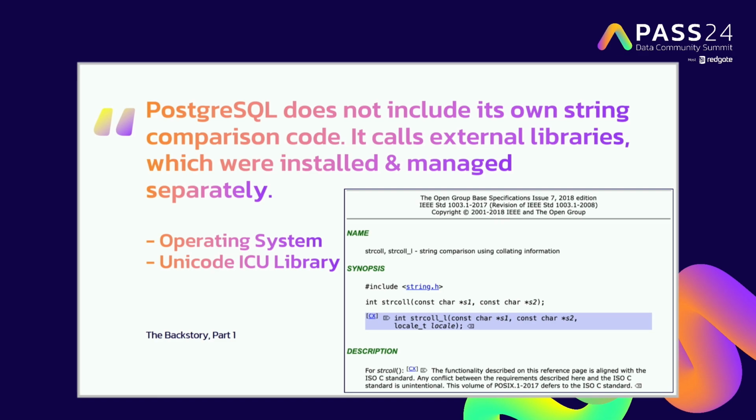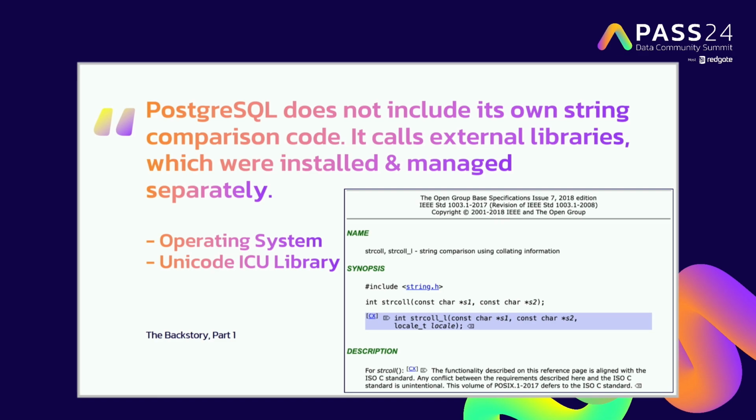And then sometime later, Postgres also added support for something called ICU, which is a library that you can get from unicode.org. A fantastic library. But in both cases, this is something that's external to Postgres. It's something that is installed and managed separately from the database. So you have this situation where that library can change outside of Postgres, and so the sort order can change.